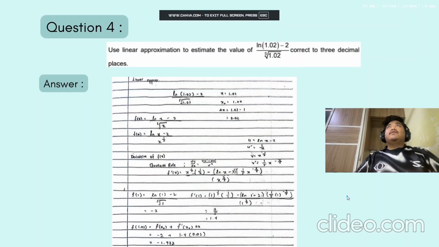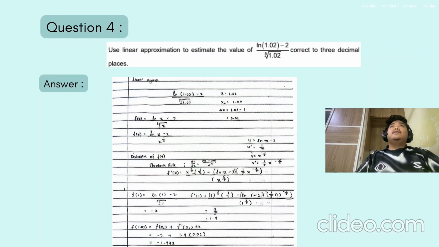Continuing to question 4, we are given ln(1.02) minus 2 over root 5 of 1.02, and we are asked to solve the equation using linear approximation.